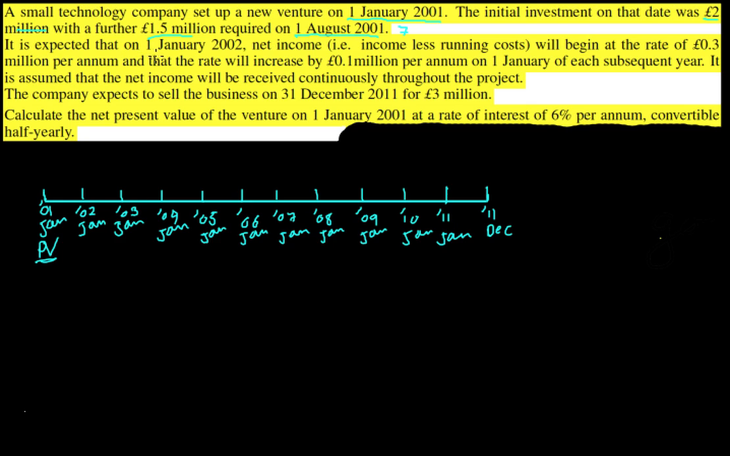It is expected that on the 1st of January 2002, net income, income less running costs, will begin at a rate of £0.3 million per annum, and the rate will increase by £0.1 million per annum on the 1st of January of each subsequent year. It is assumed that the net income will be received continuously throughout the project. The company expects to sell the business on the 31st of December 2011 for £3 million.